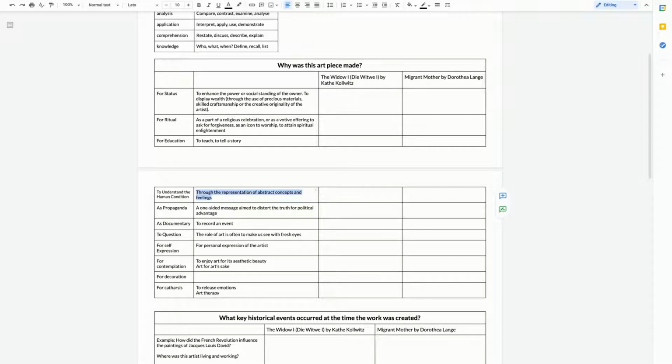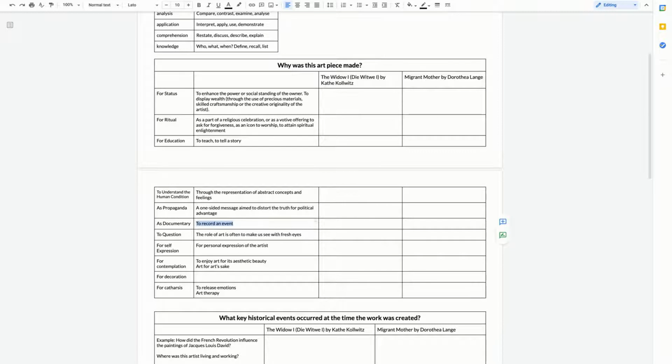Sometimes art is made as propaganda. So it's trying to send a message to distort the truth for political advantage. It doesn't always necessarily have to be a bad thing. Sometimes political advantage and propaganda can be good, but we need to consider that it is one reason for art to be created. It may also be made to record an event.